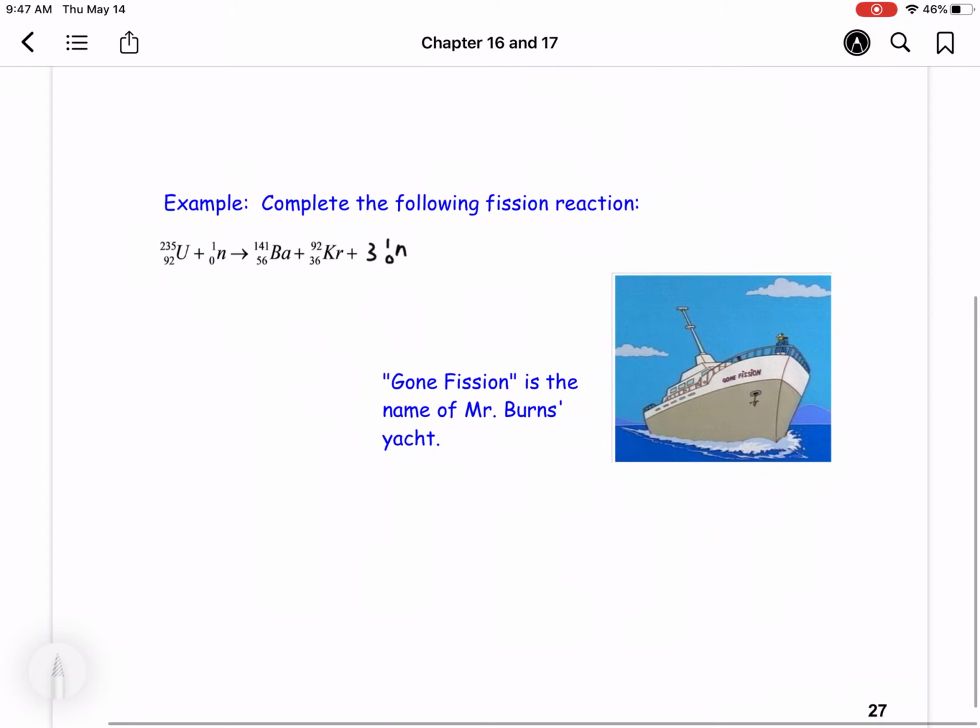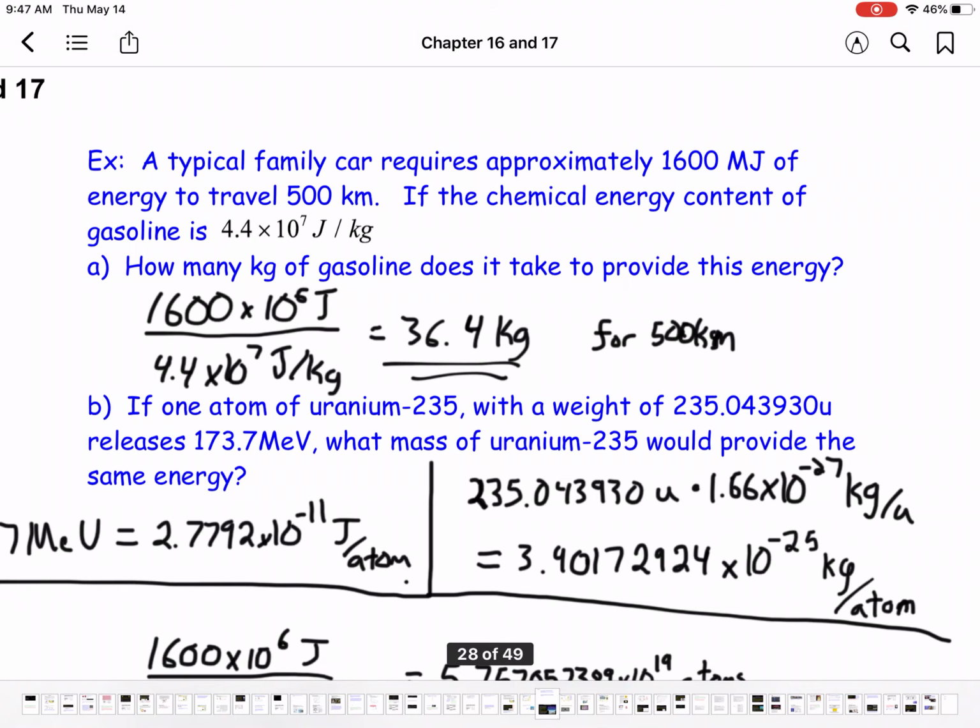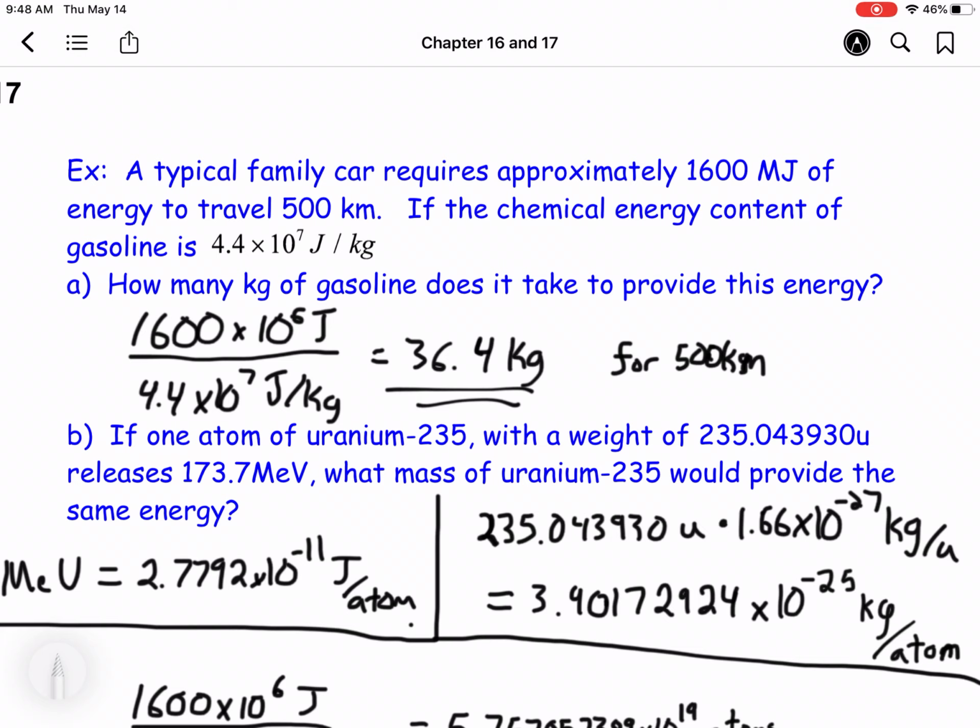Okay, so why does this all matter? Well, the reason this matters is because the amount of energy that we get from this is quite abundant compared to kilograms. A typical family car requires approximately 1,600 megajoules of energy to travel 500 kilometers, and that's the chemical energy content of gasoline, right? So that's how much energy we get from gasoline and just burning it. And so, of course, we can figure that out. We take the number of joules we need, divide by the joules per kilogram, and that gives us kilograms. So for gasoline to go 500 kilometers, you need about 36.4 kilograms, which is about 40 liters, give or take.